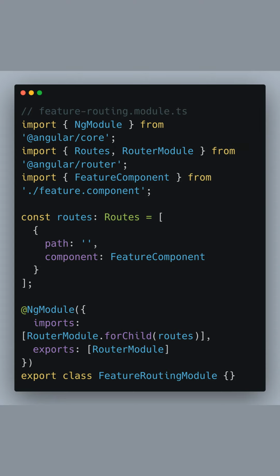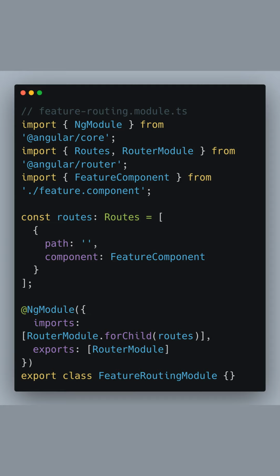In feature-routing.module.ts, we set up the routes specifically for our feature module using the RouterModule.forChild method. This is different from RouterModule.forRoot that we used in the main routing module. Here, our routes are associated with components within the feature module.